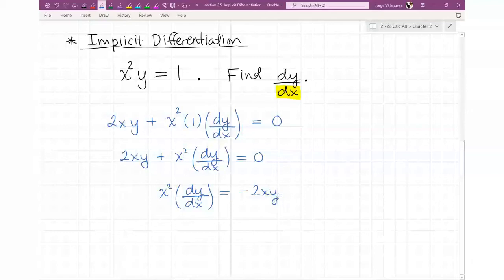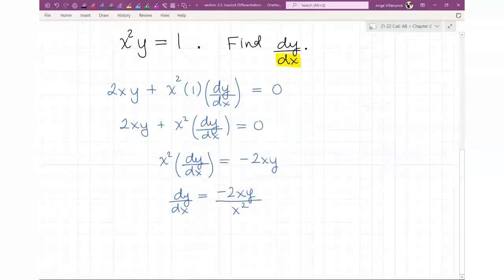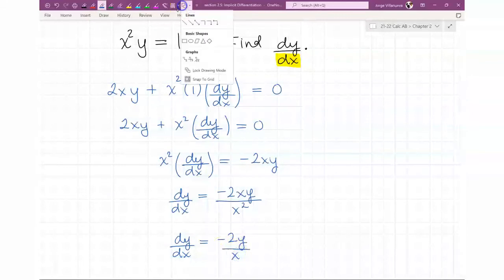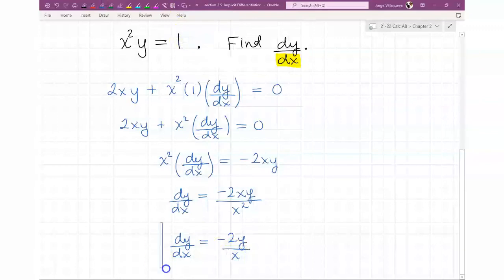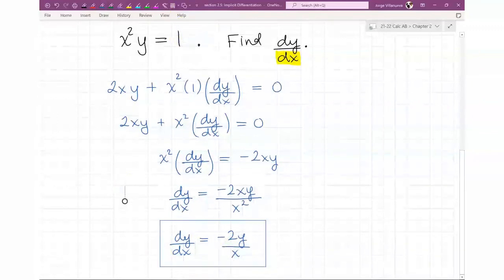And to get dy/dx all by itself, I'm going to divide both sides by x squared. So dy/dx is equal to negative 2xy divided by x squared. Now simplify, right? We can get rid of x's. So dy/dx is equal to negative 2y over x. And there's my answer. Notice how my solution doesn't just have x values in it.